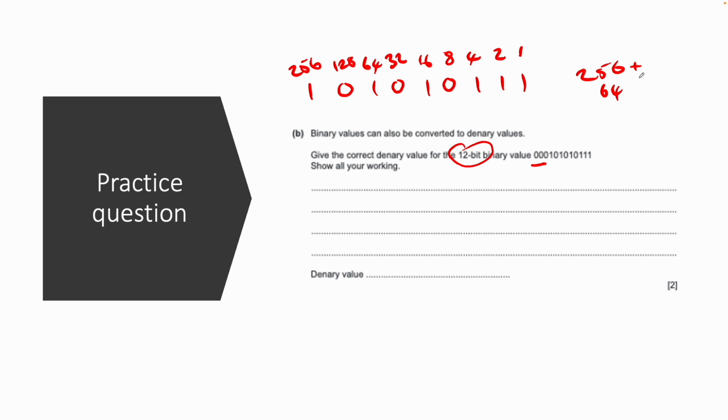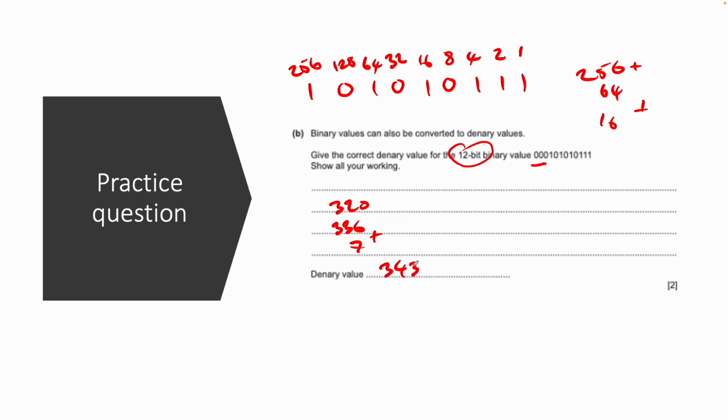So I'm going to make a note of that. Do it down here. 320. And we want to add 16. Gives us 336. Then we want to add that 7. That gives us 343.